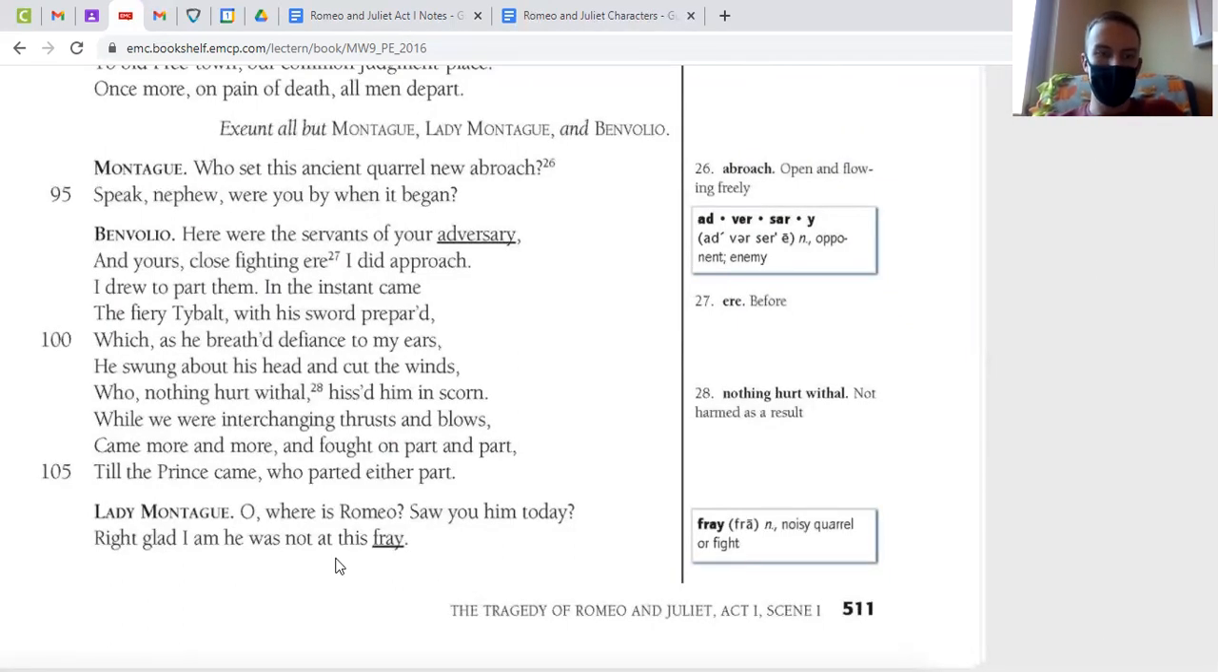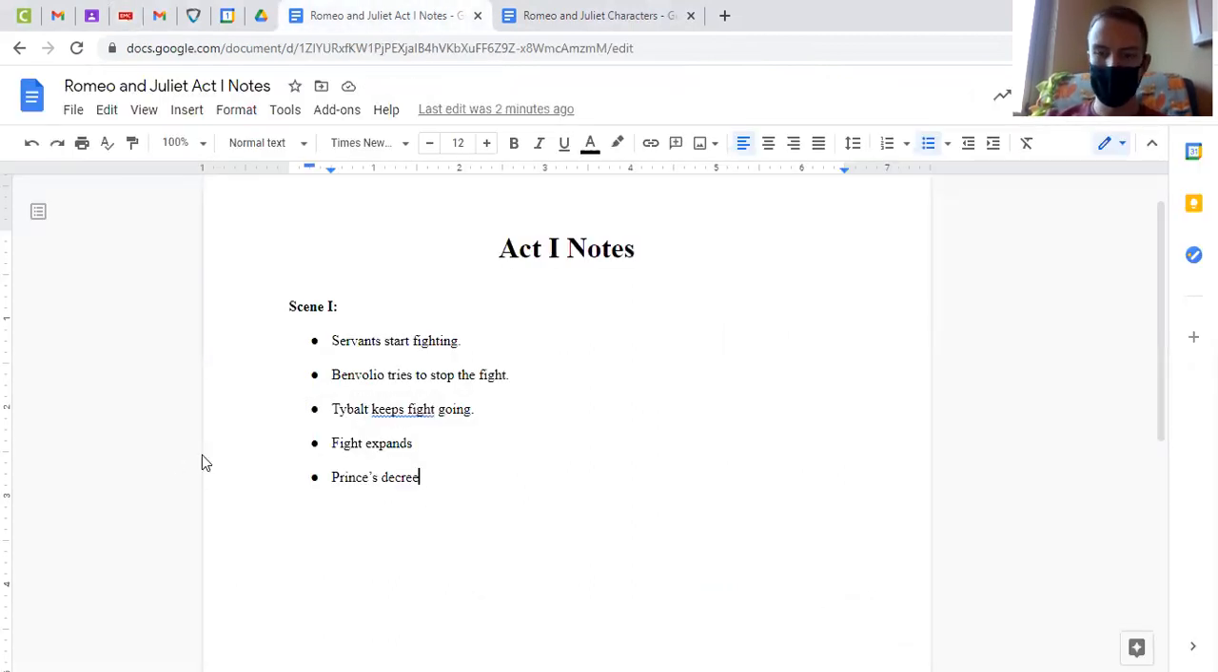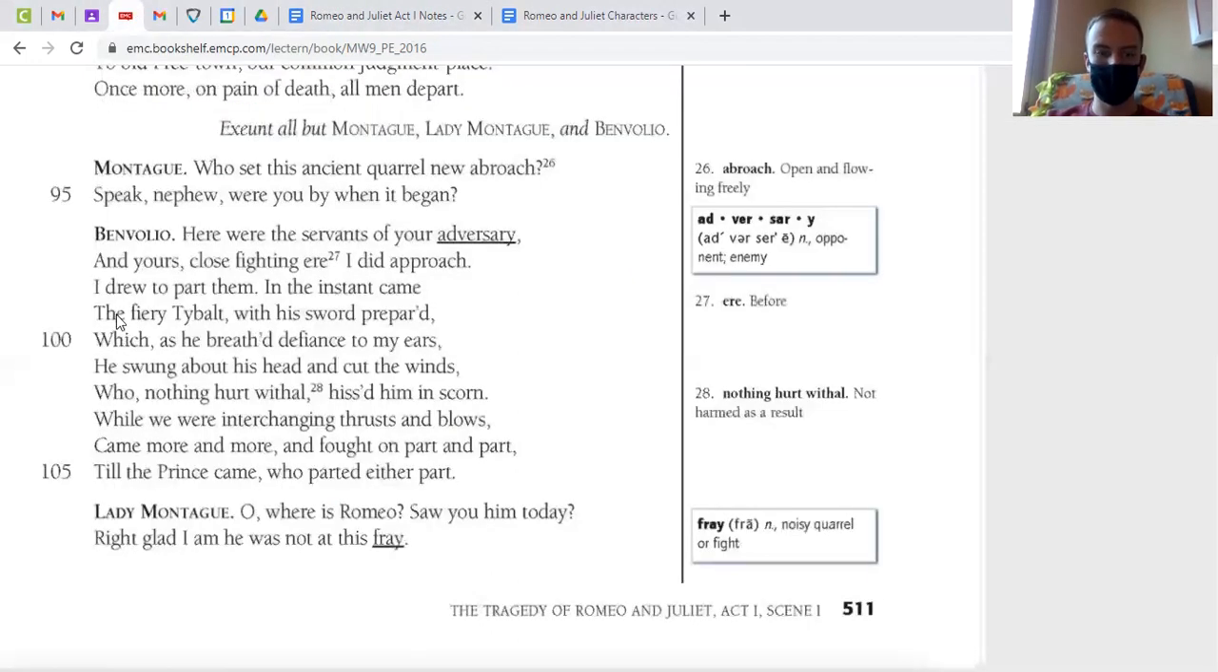Lady Montague then asks where Romeo is. So we're going to put that down here too. Prince's decree. Lady Montague asks about Romeo, who is her son. She wants to know where he's at.